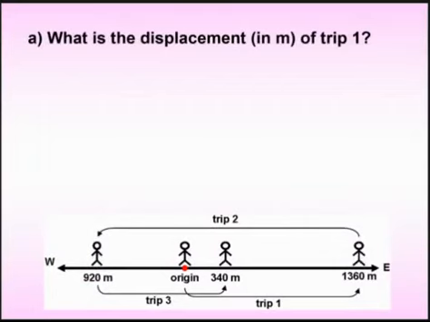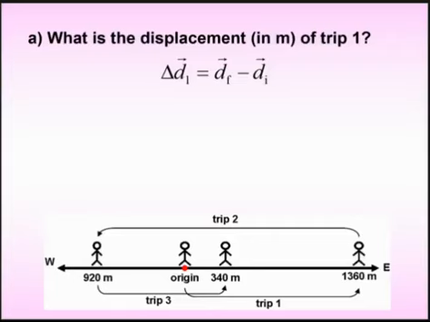Number one. Okay, question for you. What's the equation for displacement? I just showed it to you. Delta d equals final position minus initial position. Good. So here it is. Can someone tell me, only looking at trip one, come on, only look at trip one, what's the final position of trip one? Position is a vector. You have to give me three things: a number, a unit, and a direction.